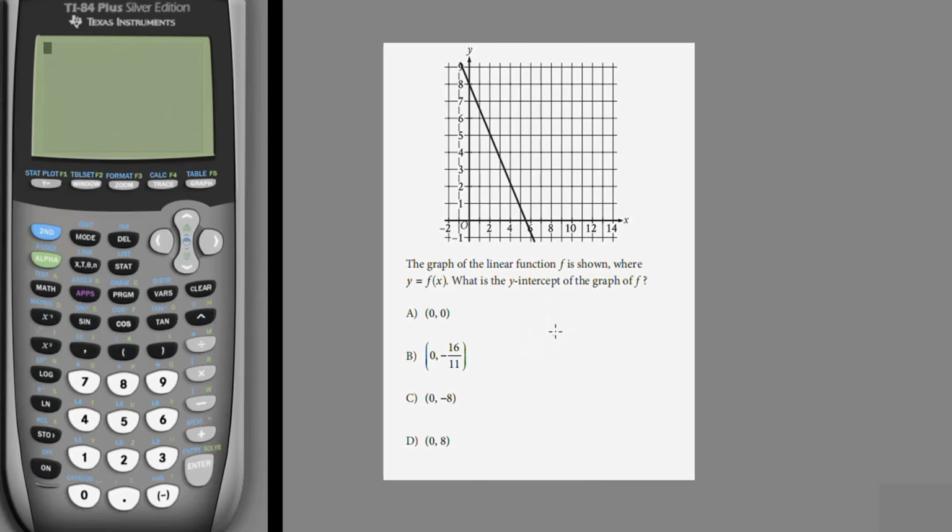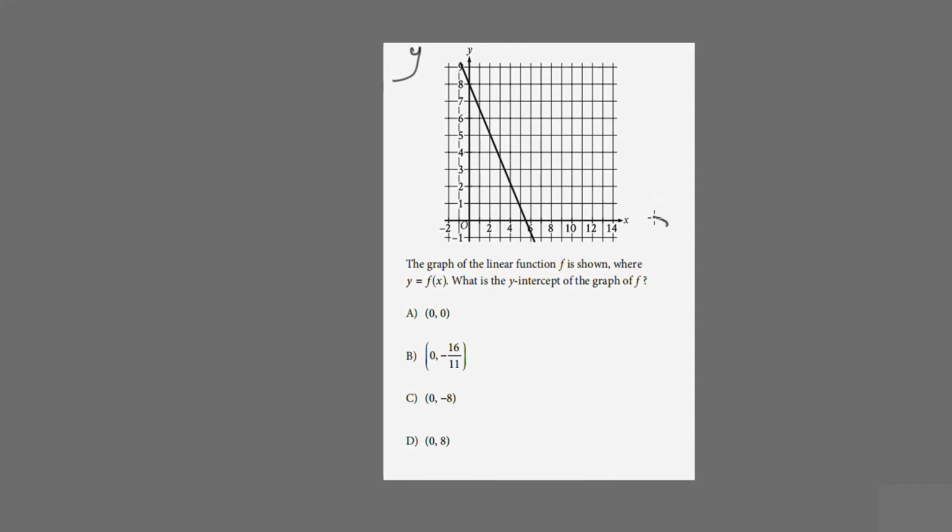Since we are looking for the y-intercept, at the y-intercept the x-coordinate is always 0. So the y-intercept will be where the straight line graph cuts across the y-axis. When you trace it, this is the y-axis, this is the x-axis. This graph is cutting across the y-axis at this point. So this shows us that the y-intercept is 8.